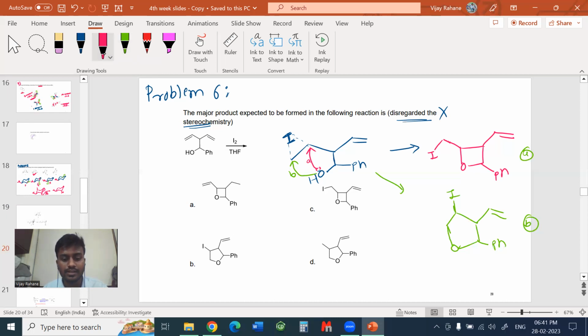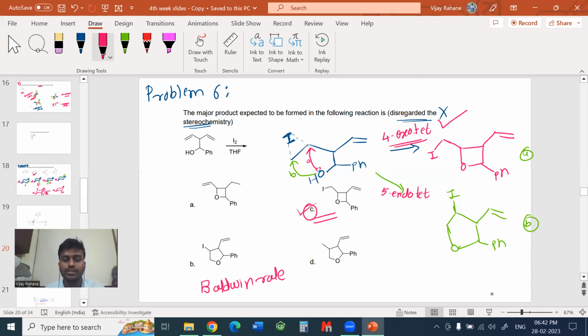We have already seen the Baldwin rule, right? In this one, what reaction? This one is the 4-exo-tet, and this one is an example of the 5-endo-tet. But the 4-exo-tet is preferred over 5-endo-tet in such systems, right? So this one is the major product, and which option is correct then? So option C is the correct option.